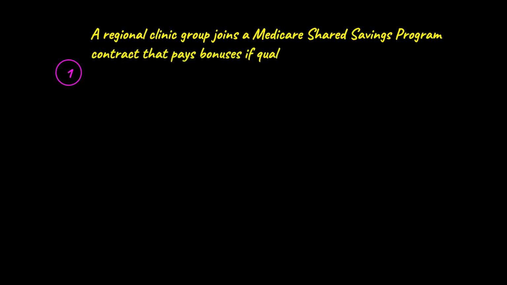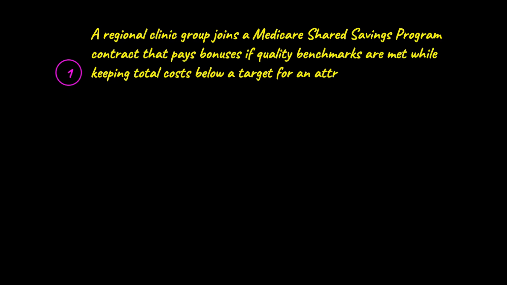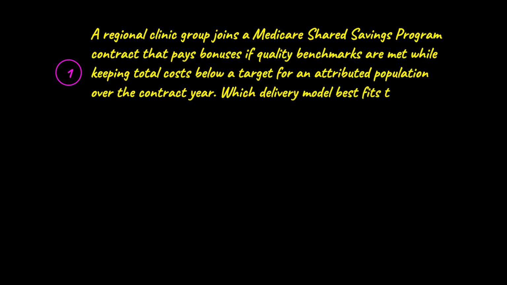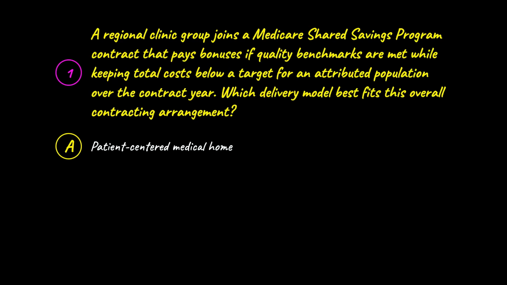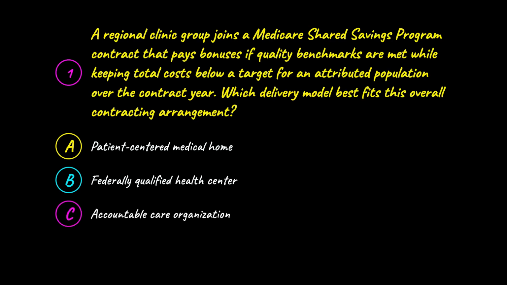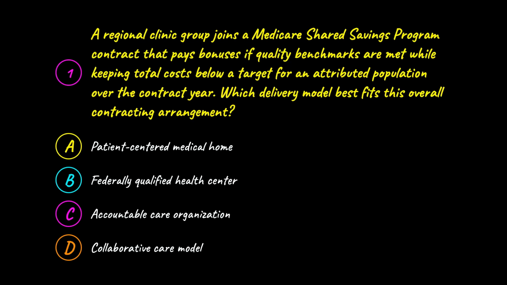Question 1. A regional clinic group joins a Medicare Shared Savings Program contract that pays bonuses if quality benchmarks are met while keeping total costs below a target for an attributed population over the contract year. Which delivery model best fits this overall contracting arrangement? Your options are A. Patient-centered medical home, B. Federally qualified health center, C. Accountable care organization, D. Collaborative care model. Which one is it? Pause the video if you need more time.